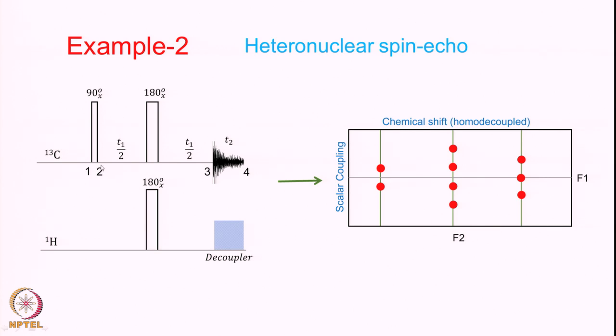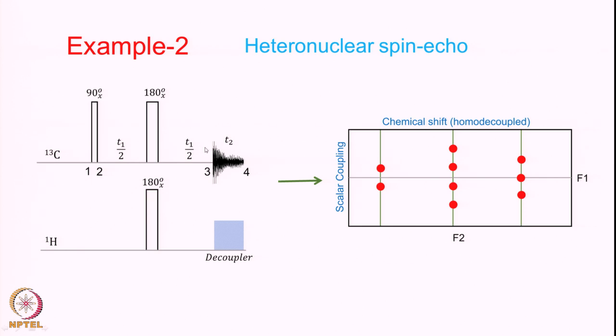Now, you recall this is like a spin echo sequence. From here to here it is the spin echo. So, when I apply these 180 pulses on both carbon and proton, what I am retaining is the coupling information all the way from here to here. Coupling is not refocused, but the 180 degree pulse on the carbon channel refocuses the carbon chemical shifts, because you have created carbon magnetization at this point.